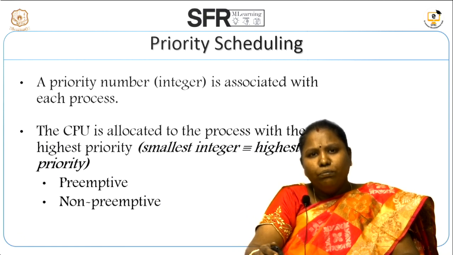Preemptive scheduling means if a process is executing and a new process comes with a higher priority than the current process, then the current process is preempted and the new process is assigned to the CPU. Non-preemptive scheduling means once a process starts to execute, it runs to completion. Even if a higher priority process comes to the CPU, it never preempts the current process. That is called the non-preemptive scheduling algorithm.